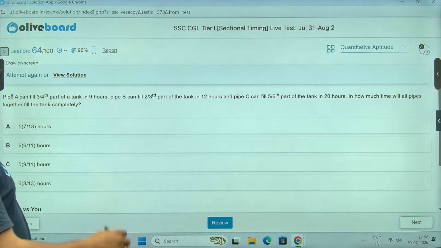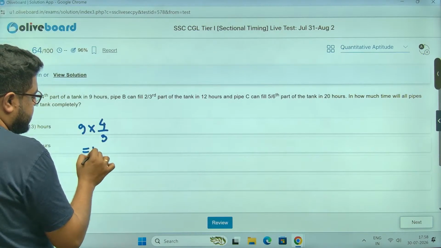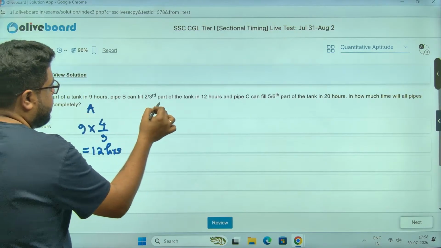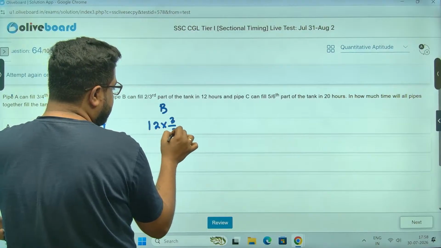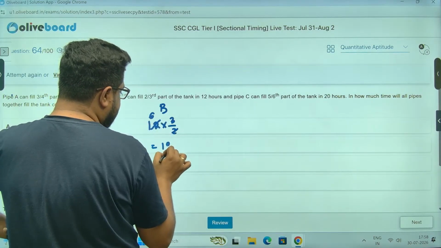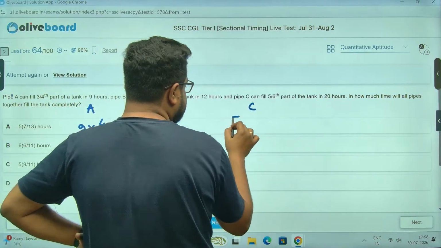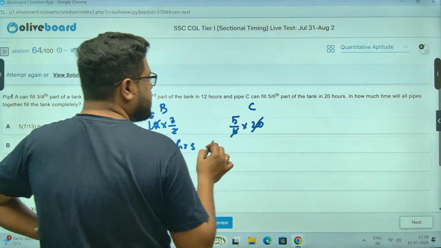Pipe A, 3/4 in 9 hours. So totally 9 into 4 by 3 hours, which is 12 hours. This is A. B, sir, 2/3 in 12 hours. So total in 12 into 3 by 2, which is 18 hours. And then C, 5 by 6 in 20 hours. Sorry, 6 by 5.